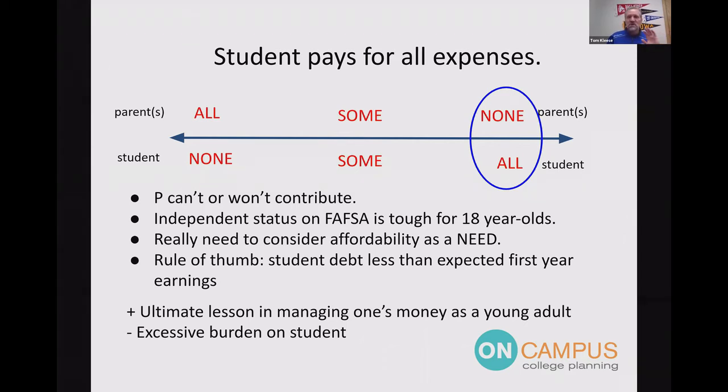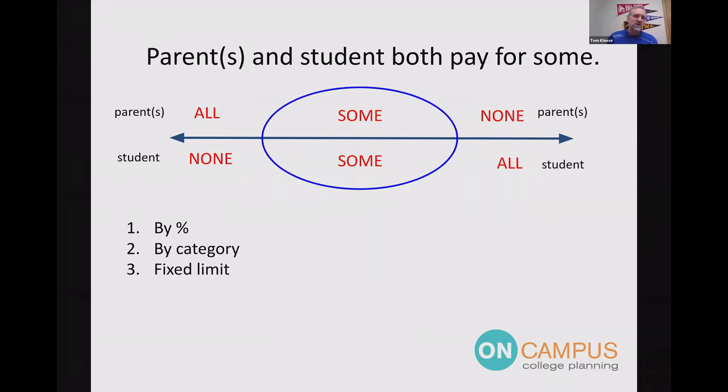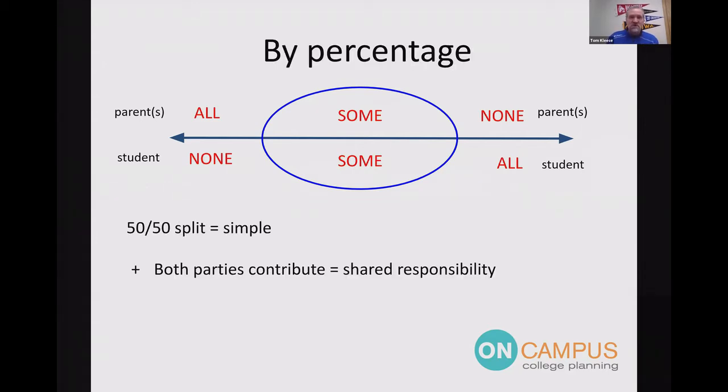So if you're not going to go all the way to the left or the right, you're probably going to be somewhere in the middle. Okay. And we can divide this a lot of different ways, but there are three categories that we can use to think about this. We can split this up or share this. Maybe that's a better way, because these are models of shared responsibility. We can share this by a percentage, by a specific category, or with a fixed limit. And I'm going to show you some examples of all of those right now.